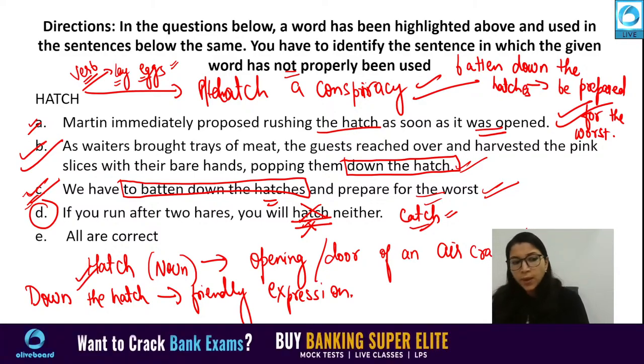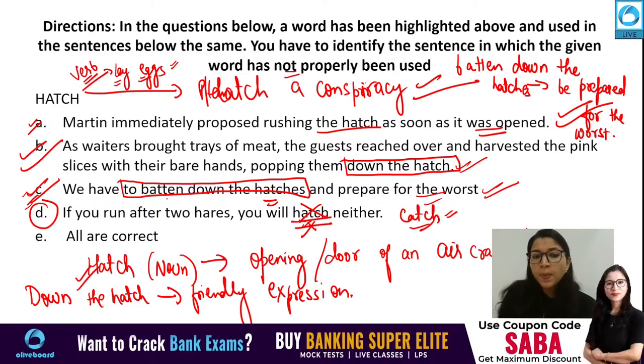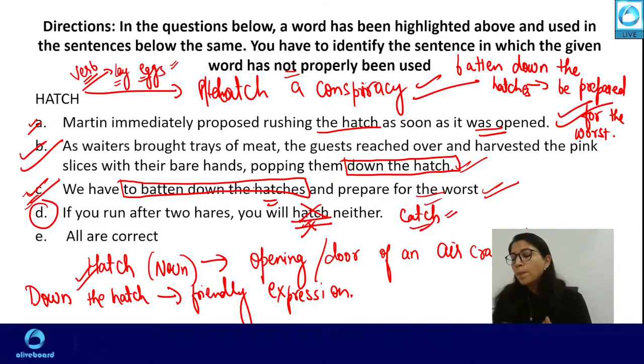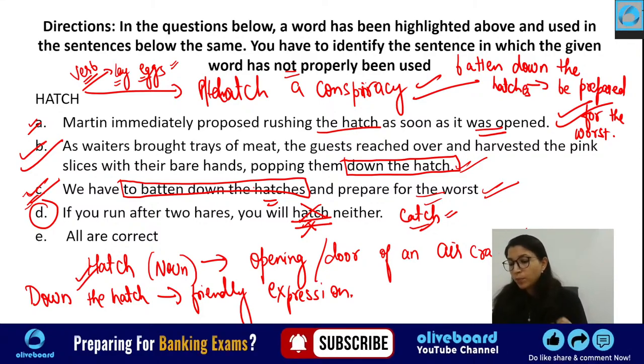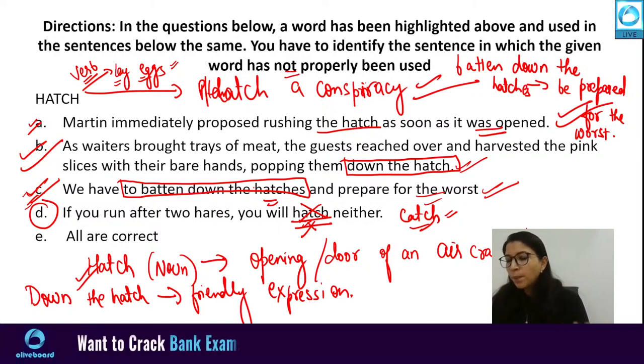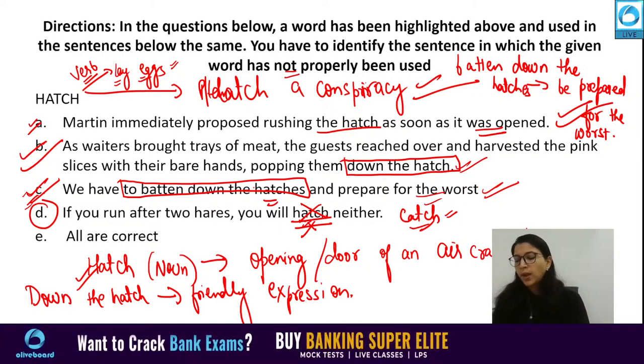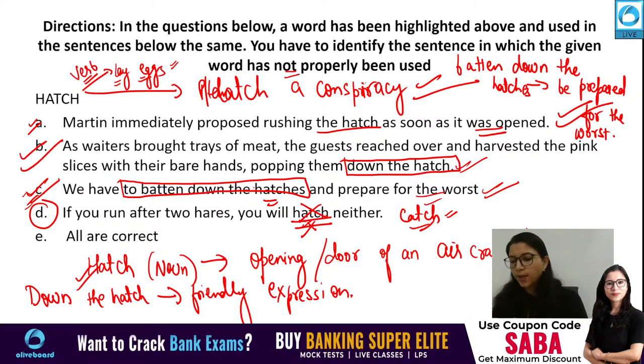Yes, correct. See, in sentence C, batten down the hatches is an idiom, which means be prepared for the worst. Prepare yourself for some difficult situation. That is the meaning of the idiom, batten down the hatches. कठिनाइयों के लिए खुद को तैयार करके रखना.